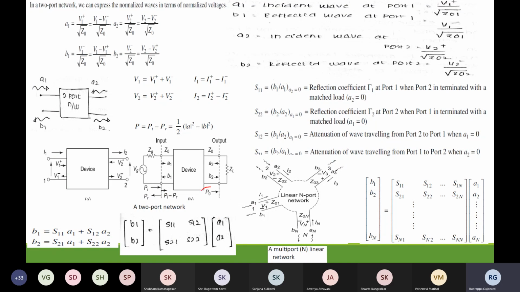Now what is P naught? P naught is the output power at port 2. In this case, I am considering a two-port network, and I am giving the analysis associated with the losses, which we define in terms of S parameters.